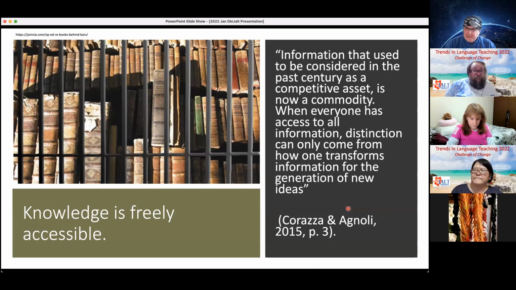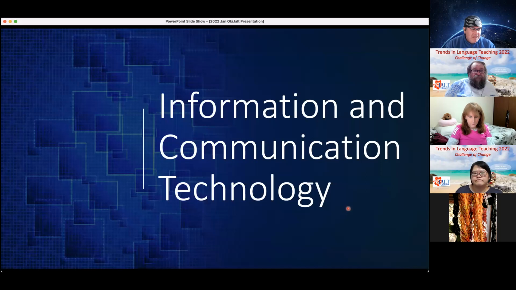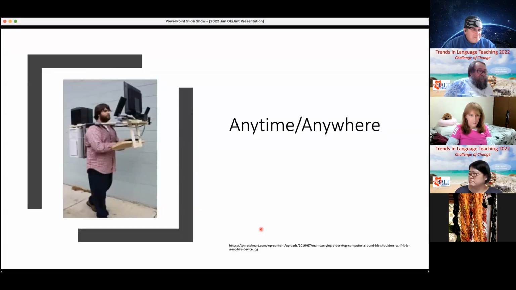So as educators, what is our goal? Our goal is to teach students how to use knowledge and what they can do with knowledge. And the big addition to our century is information and communications technology. So anytime, anywhere learning. Anybody with a device and access to the internet can access pretty much any kind of information that they are seeking. And this is completely new.